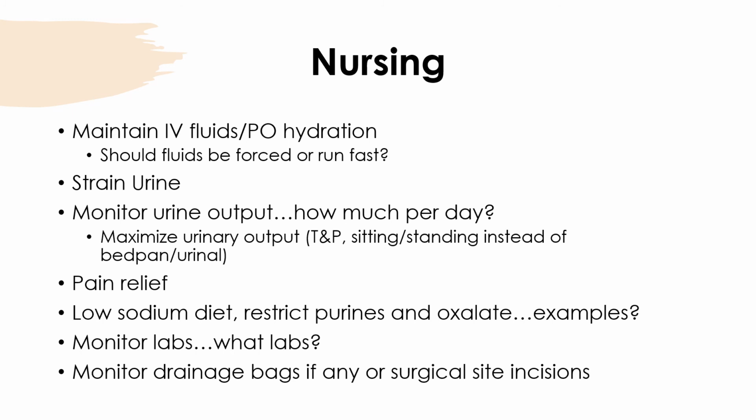What would we like a good output per day for our patient for a goal? Yeah, 2.5 liters per day would be a great goal for a patient who is being cared for with a kidney stone. If there's any drainage bags, we do need to monitor that. So if they did get a nephrostomy tube placed, monitoring the drainage bag. If they have a Foley bag, of course, monitoring that. If they had to have surgery, monitoring any surgical site incisions.